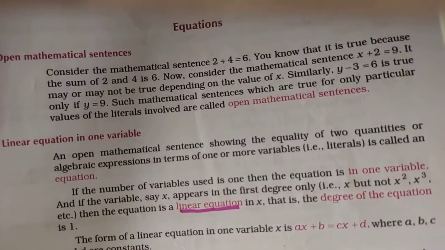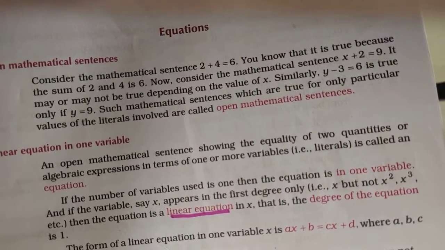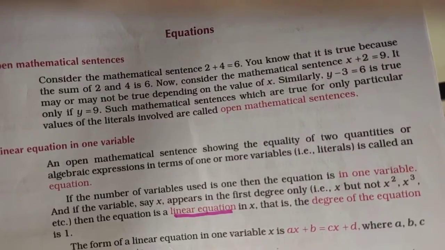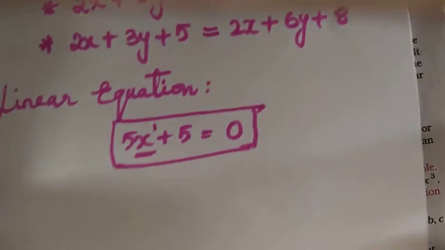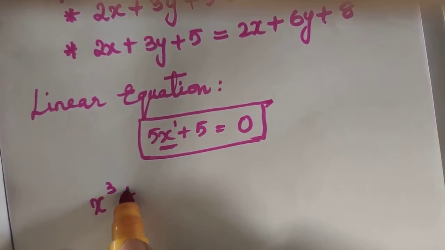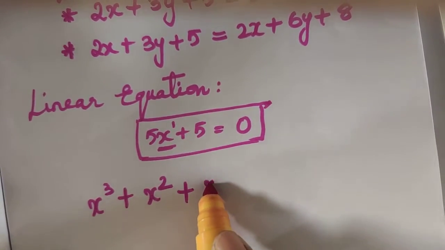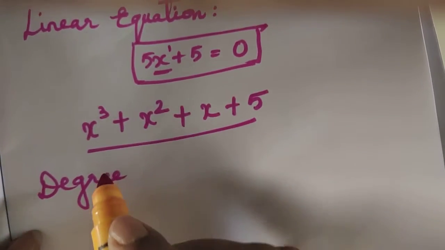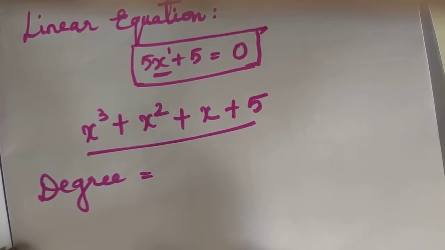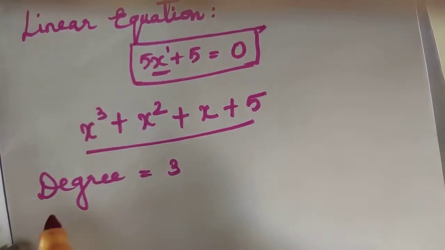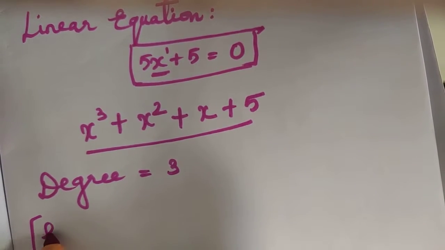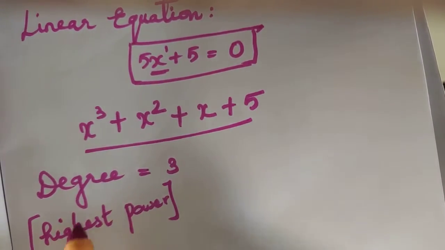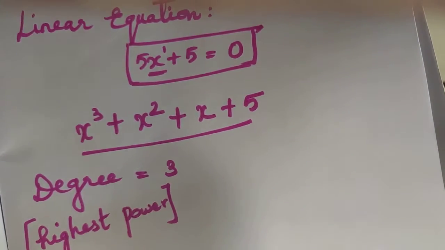And one thing I have to remind you, children, we all have studied what is degree of the equation. The highest power is going to be the degree of a particular expression given to you. For example, if I take x cube plus x square plus x plus 5, if the expression is given to you, what will be the degree of it? What will be the degree of this particular expression, children? The degree is going to be 3, because the other name for the degree is the highest power. The highest power of a particular expression is considered to be the degree of the particular expression.